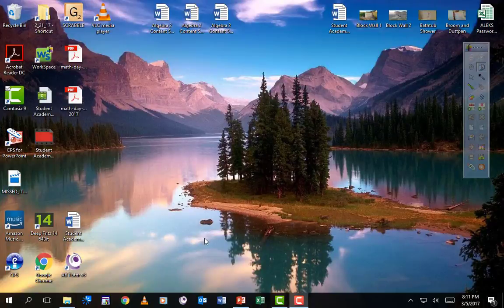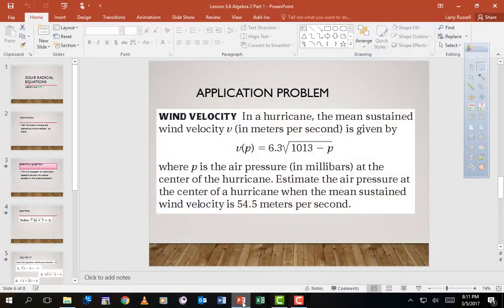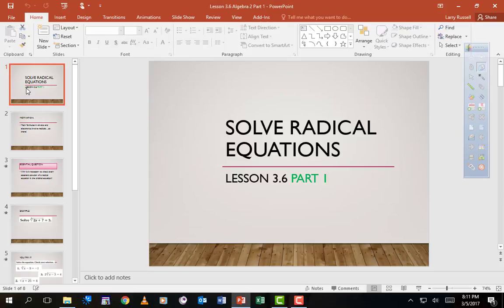Okay, so section 3.6, we're going to be solving radical equations. Sounds like fun to me. Anyhow, for the most part, I'm just going to be solving a bunch of problems and talk you through each step along the way.